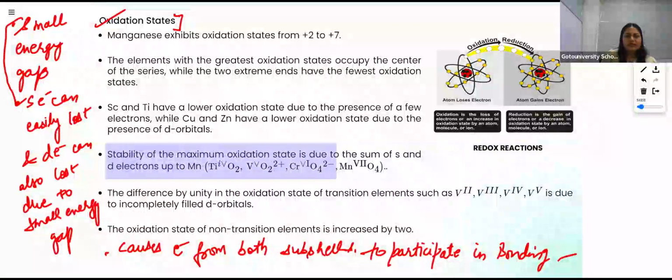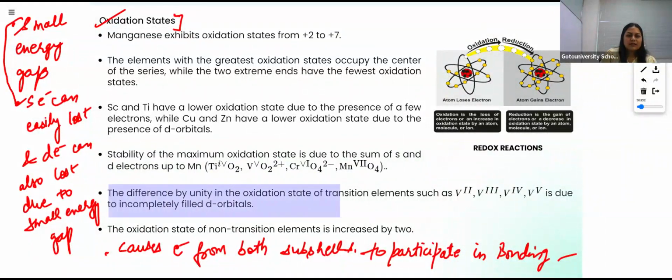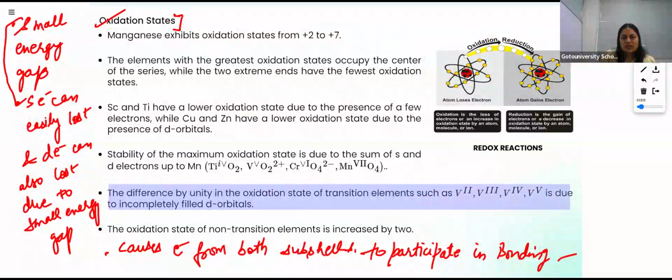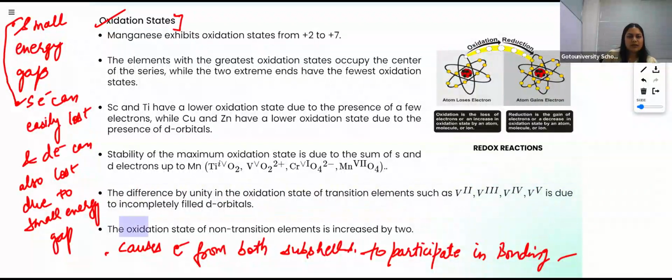Now the stability of the maximum oxidation state is due to the sum of s and d orbitals that we have already discussed. The difference by unity in the oxidation states of transition elements is due to incompletely filled d orbitals, again the same, while the oxidation state of non-transition elements increases by 2. So basically, when we talk about oxidation state, we talk about the reduction state, whether there will be a gaining or losing of electrons. You know that oxidation is what? It is loss of electrons. Reduction is what? It is gain of electrons.